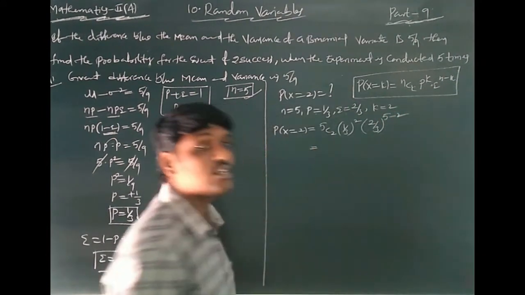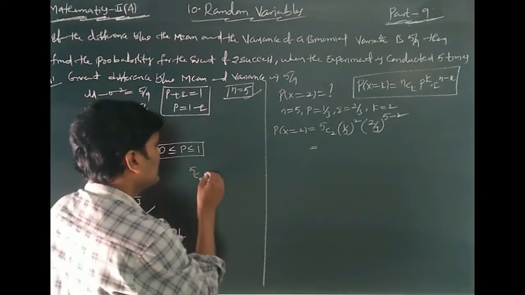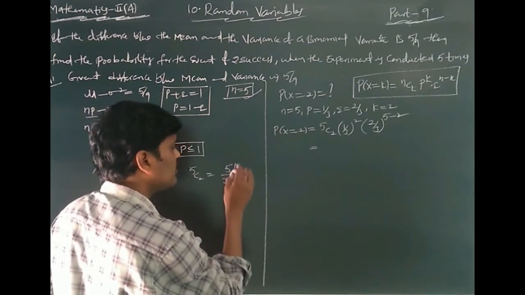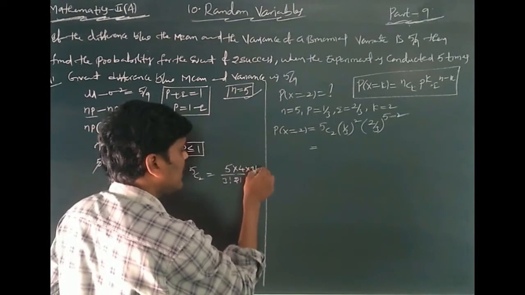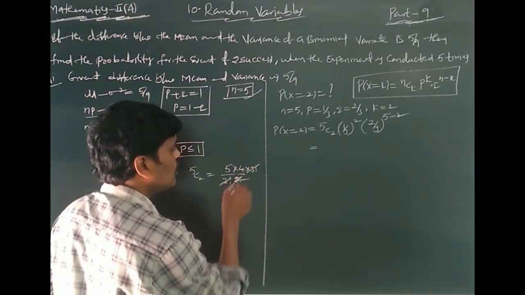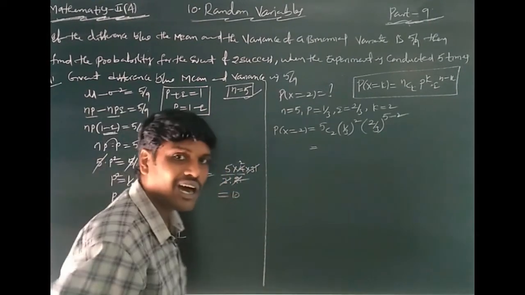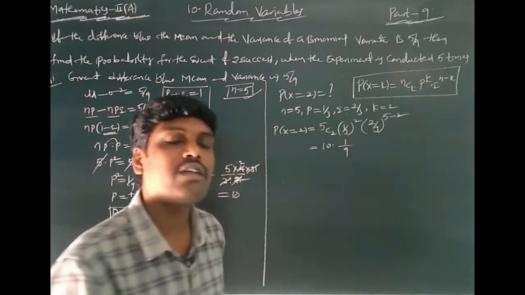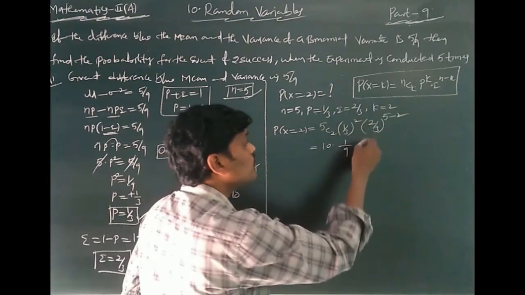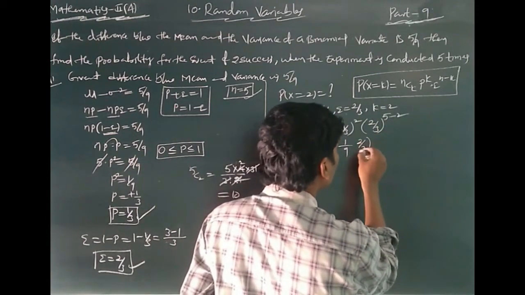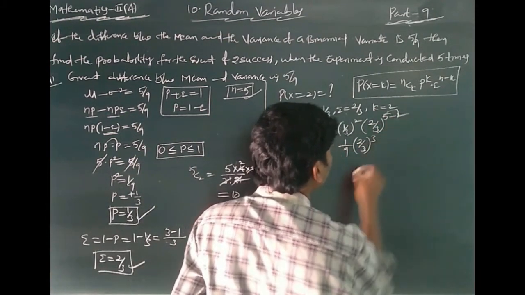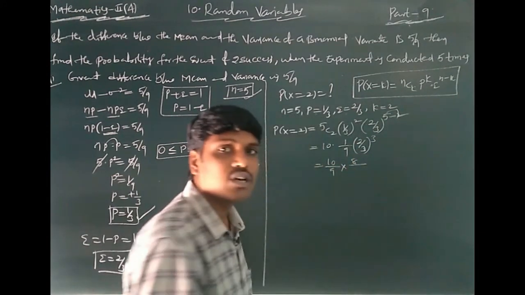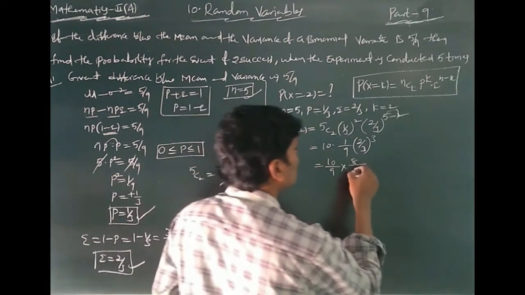You can write 5C2. What is its value? 5C2 is nothing but 5 factorial by 5 minus 2, that is 3 factorial, into 2 factorial. 5 into 4 into 3 factorial, 3 factorial cancels, 2 factorial is 2. So we get 10 as the answer. 5C2 value is 10. 1 by 3 whole square is 1 by 9: 1 square is 1, 3 square is 9. Here 2 by 3 whole power 5 minus 2, that is 3. 10 by 9 into 2 cube value is 8: 2 times 2 is 4, 4 times 2 is 8. 3 cube value is 27.